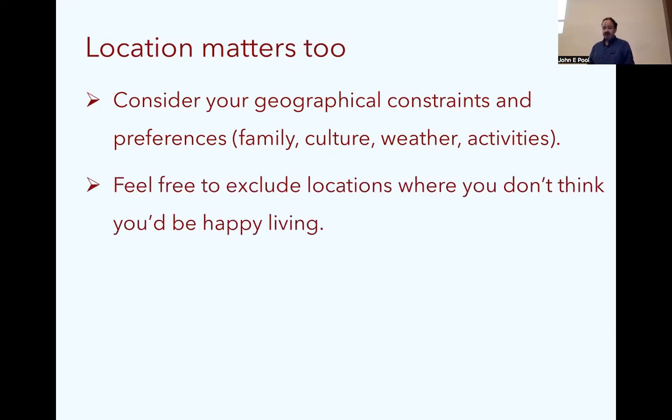Although it can be worth considering places that are just new to you, and that could be an opportunity for growth. If there are places that you're pretty sure you wouldn't want to live, then feel free not to apply there. There's no sense being miserable.